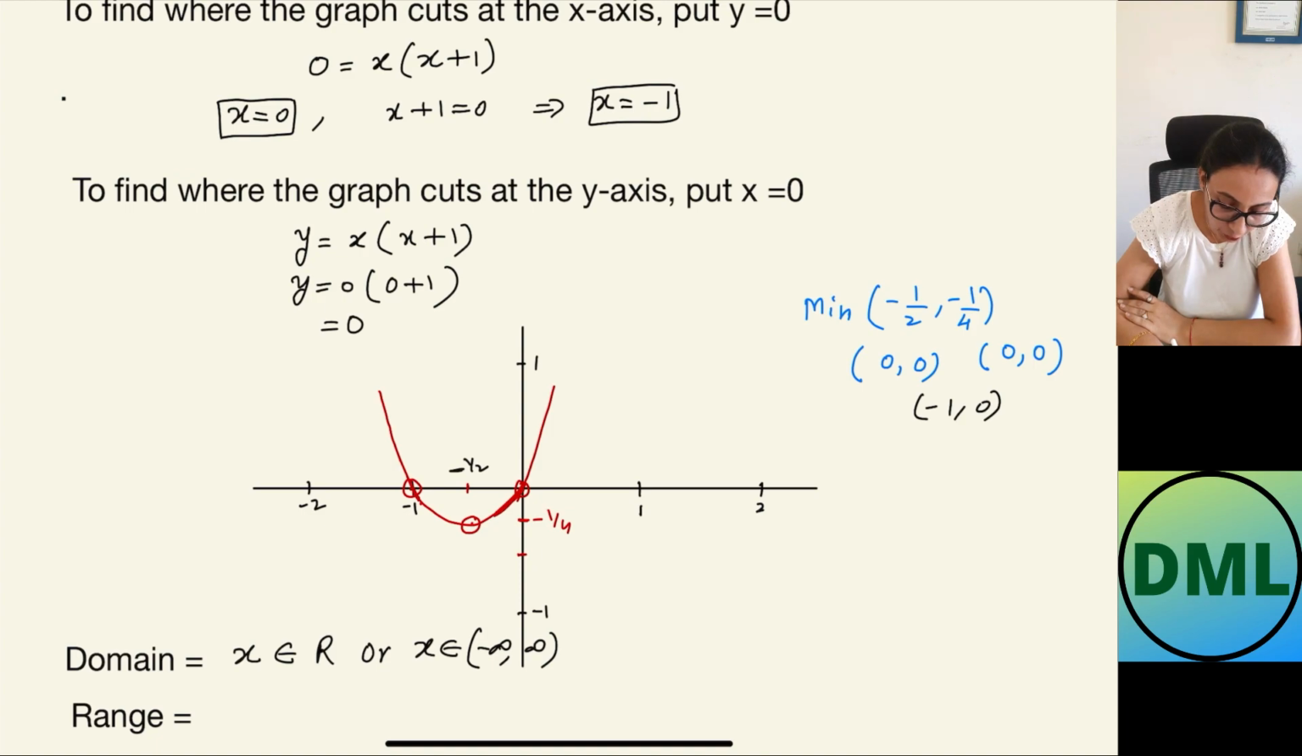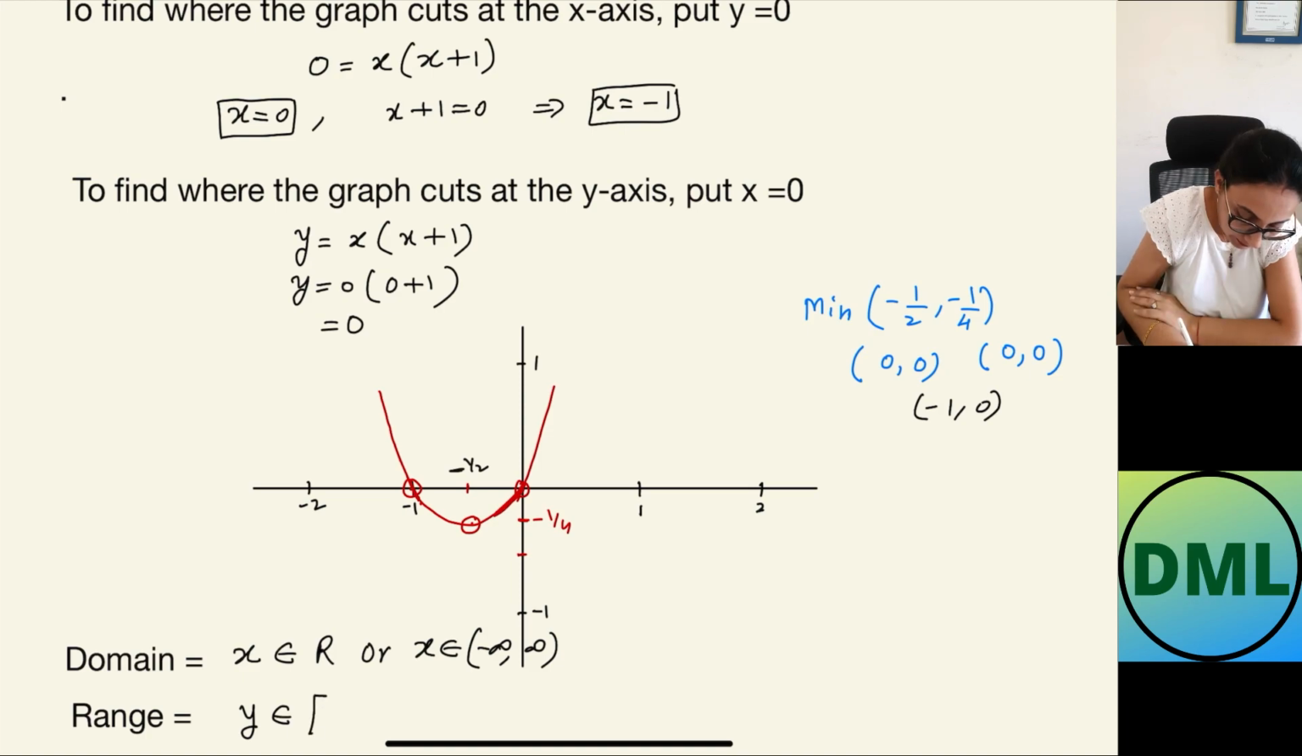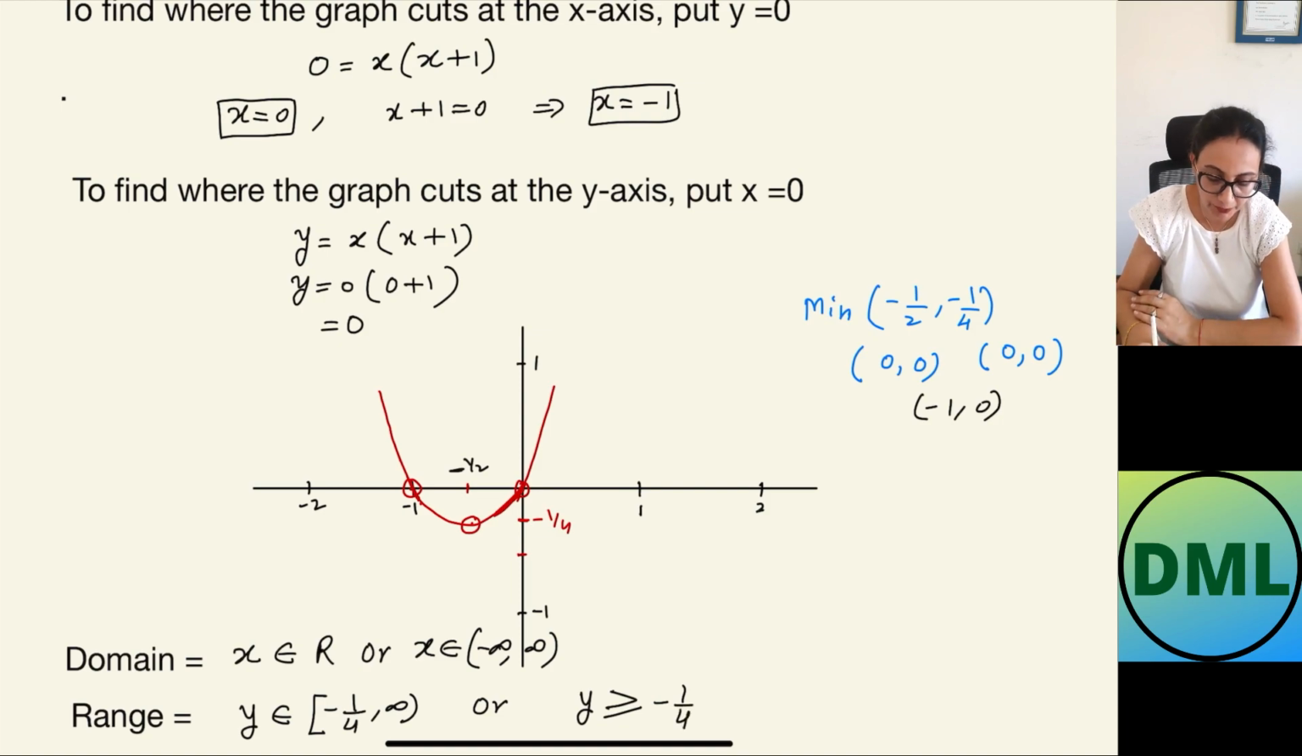I need to write down my range. As you can see, the graph doesn't exist below minus 1 by 4. All the values are greater than or equal to minus 1 by 4. So the range of this function will be given by y belongs to minus 1 by 4 to infinity, or you can write y is greater than or equal to minus 1 by 4. That will be the domain and range of your function.